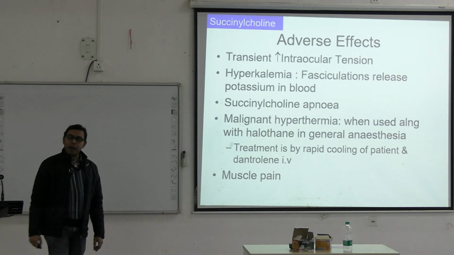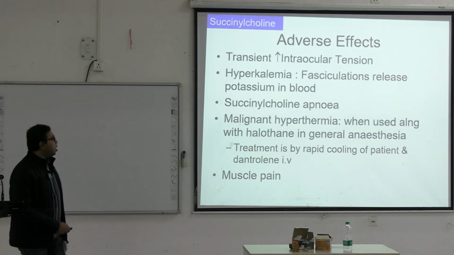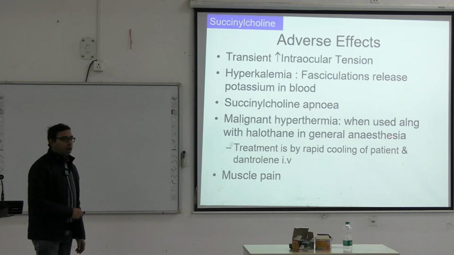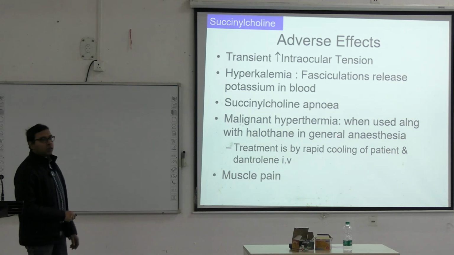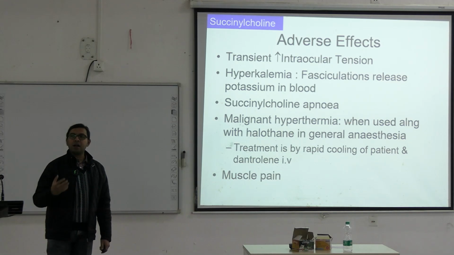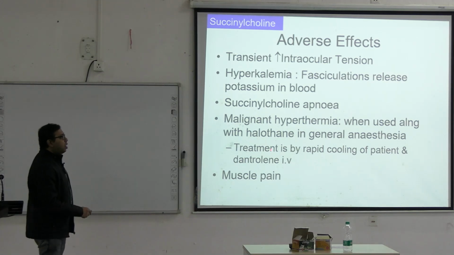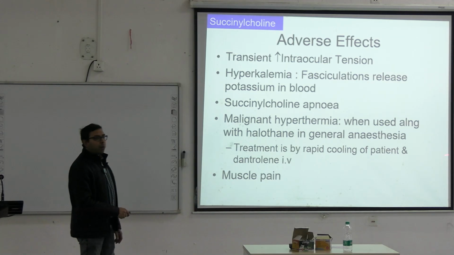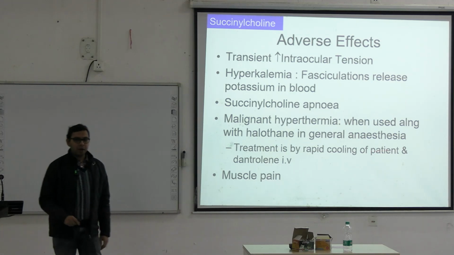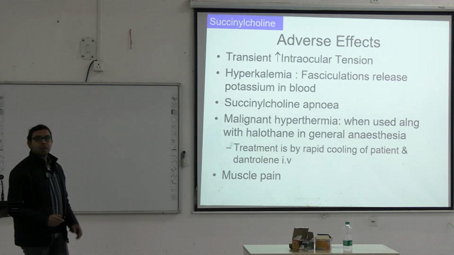Succinylcholine apnea can happen if there is butyrylcholinesterase deficiency. Malignant hyperthermia may happen when used along with halothane in general anesthesia. Severe rise of body temperature, seizures, and convulsions can all happen in some cases. Usually the treatment is rapid cooling of the patient and dantrolene is given. Dantrolene is a centrally acting muscle relaxant. Muscle pain, already I have said, muscle soreness.